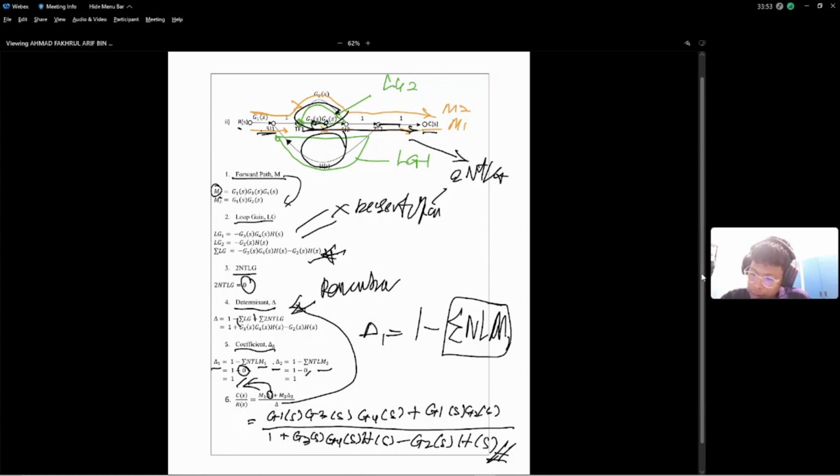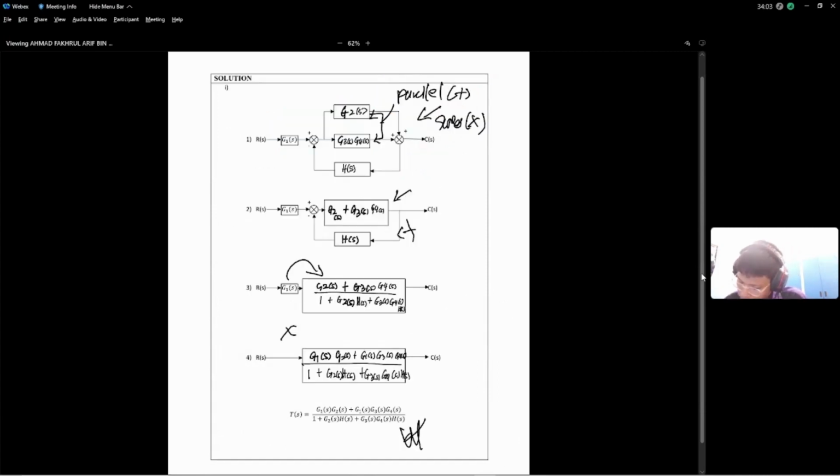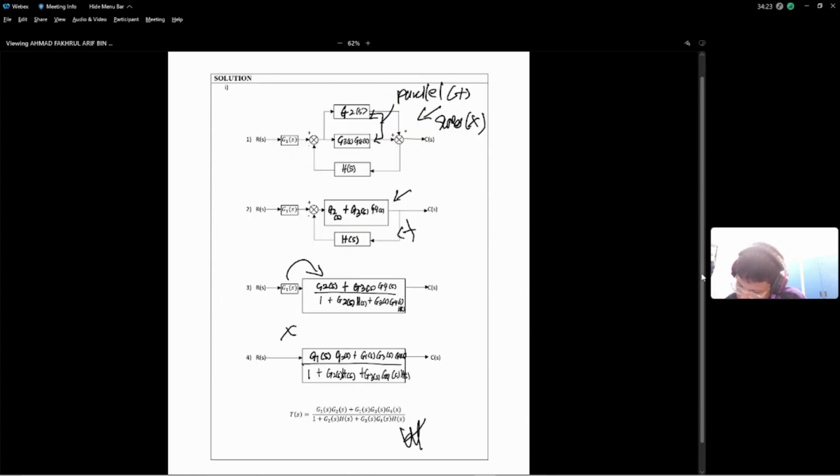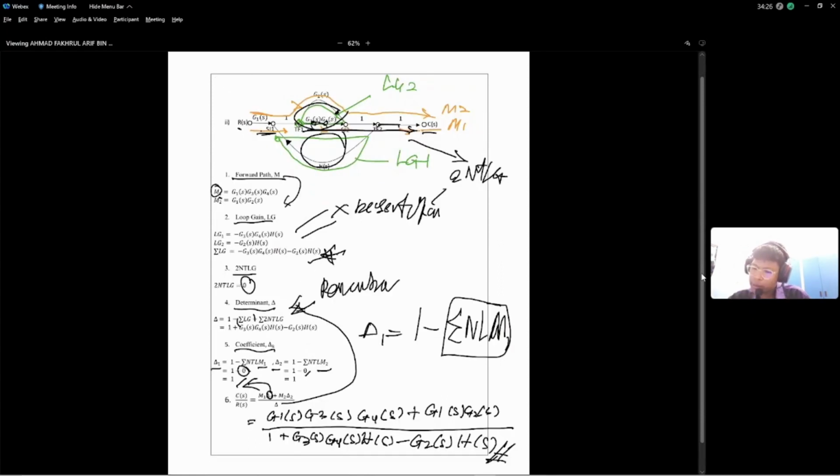So kita tengok balik. So G1, G3 S, G4 S, G1, G2. So tengok balik G1, G2. Tak apa, susunan terbalik tak apa. Yang penting dia punya ni betul. G1, G2, G1, G3, G4. 1 plus G2 HS, G3, G4 HS. G plus G3, G4 HS, G2 dengan HS. So dua-dua ni sama, so that mean dia betul.